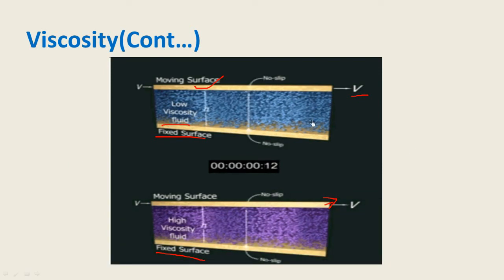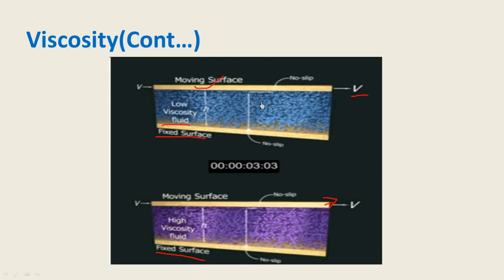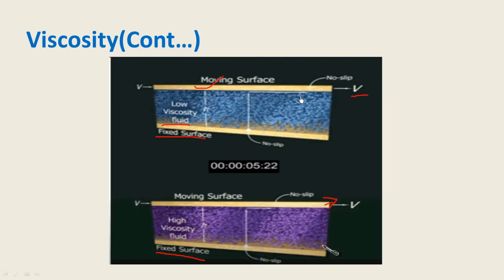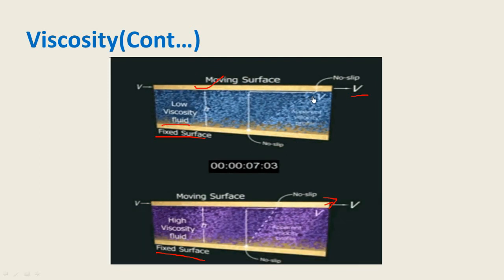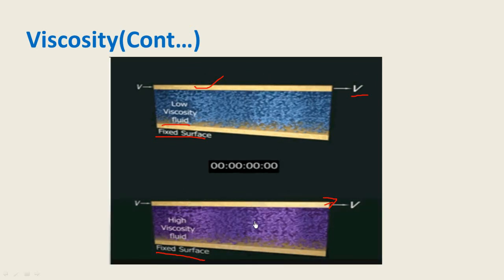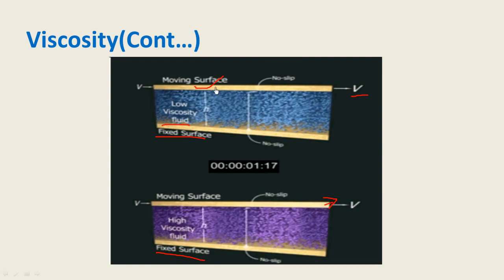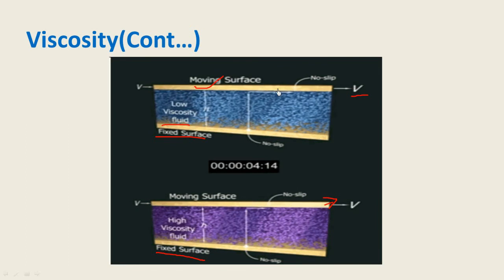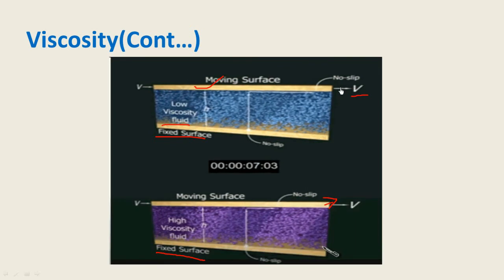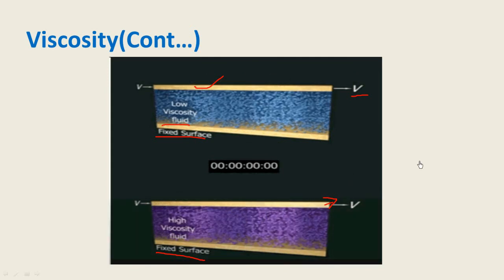So moving surfaces are there, no slip condition. Okay, so at the top we'll have the surface moving a larger distance compared to the high viscosity fluid condition. You can once again see that one. So it is moving a larger distance, which means it is moving with a high velocity. Okay, so this is moving a smaller distance, which means it has a low velocity. So this is how we'll understand the viscosity concept.